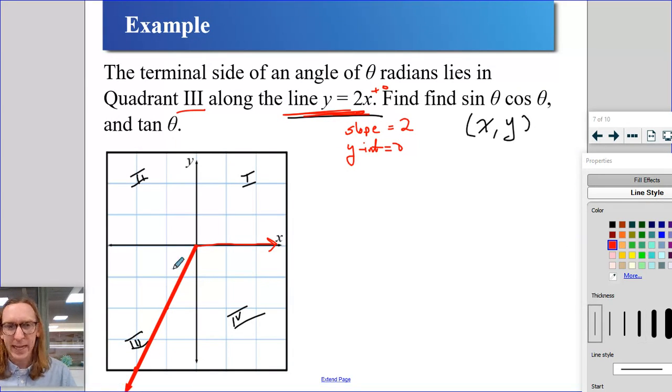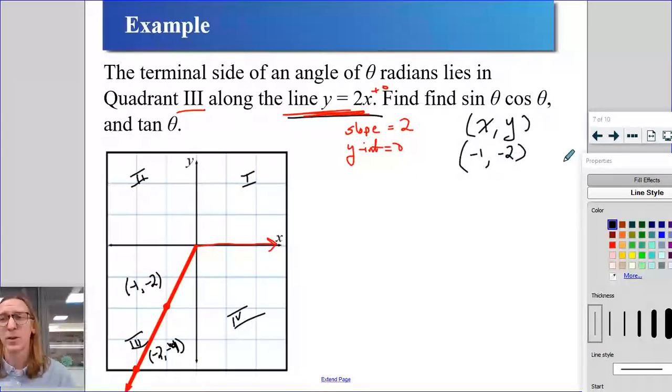So by using my algebra skills, I have determined 2 points that this angle passes through. It passes through the coordinate negative 1, negative 2. And it passes through the coordinate negative 2, negative 4. By knowing the coordinates that the angle passes through, I could find the sine, cosine, or tangent. And it doesn't matter which of these 2 points you use. I would encourage you to use the simpler of the two, that would be -1, -2. So the x-coordinate is -1, the y-coordinate is -2.